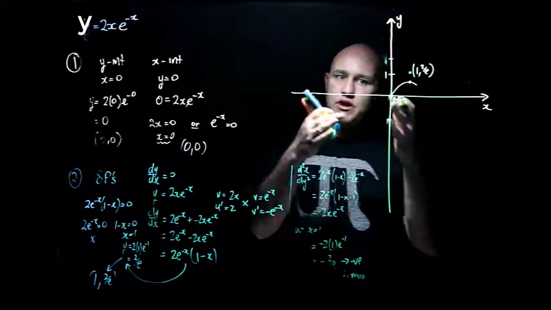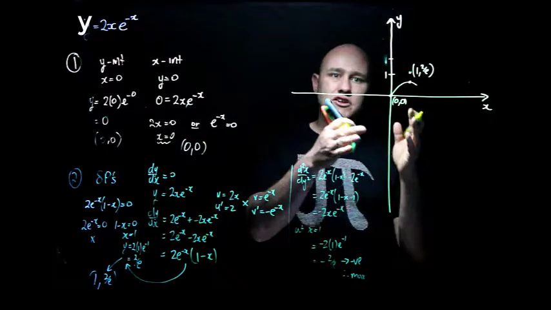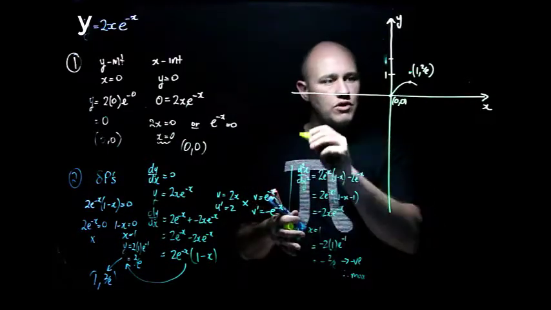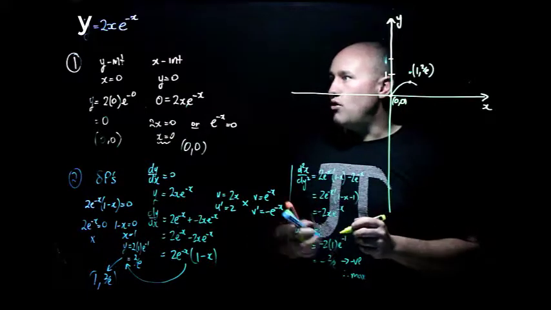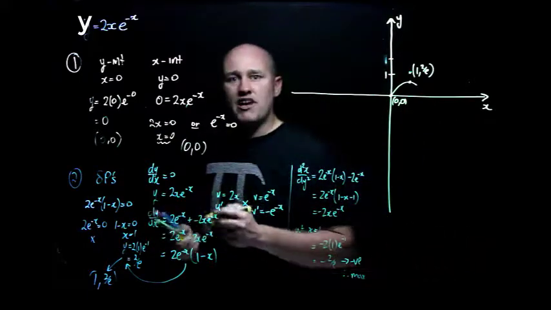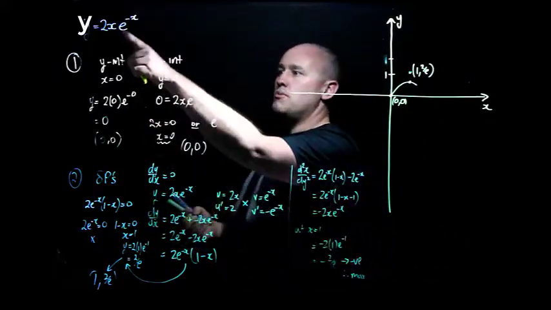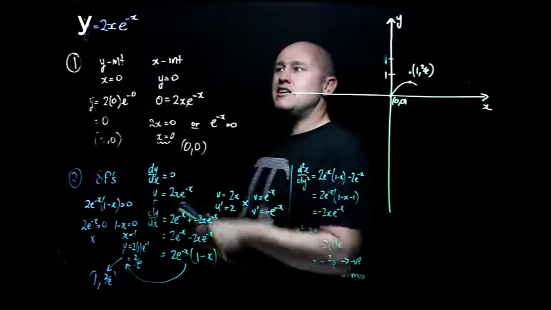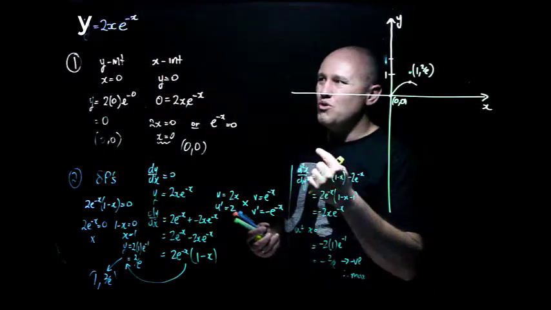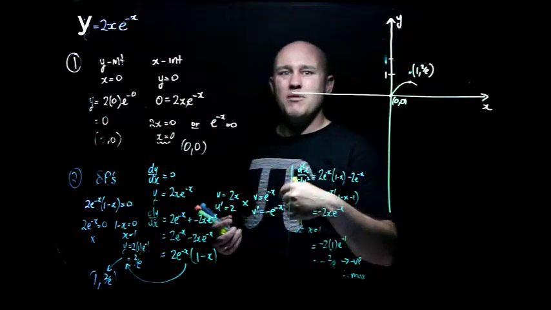Nothing else happens here. We know there's no other x or y-intercepts. We know there's no other stationary points. So now we're just looking at, well, what happens as we travel on. So if, let's say, for example, x was 100. 2 times 100 is 200. e to the negative 100 is 200 over e to the power of 100.